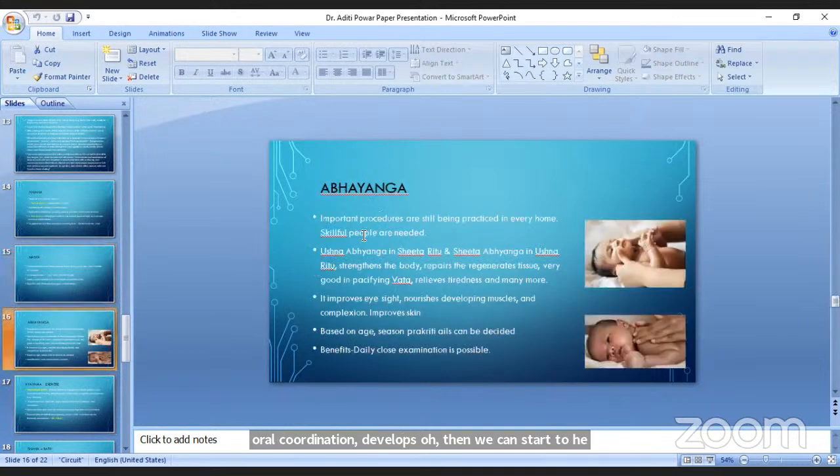Abhyanga. Abhyanga is an important procedure and is still being practiced in every home. Skillful people are needed for this. Using Ushna Abhyanga in Shita Rutu and Shita Abhyanga in Ushna Rutu strengthens the body, repairs and regenerates tissue. It is very good in pacifying vata, relieves tiredness, and much more. It improves eyesight, nourishes and develops muscles and complexion, and improves skin. Based on age, season and prakriti, the oil can be decided. Another benefit of Abhyanga is that daily close examination of the children is possible.